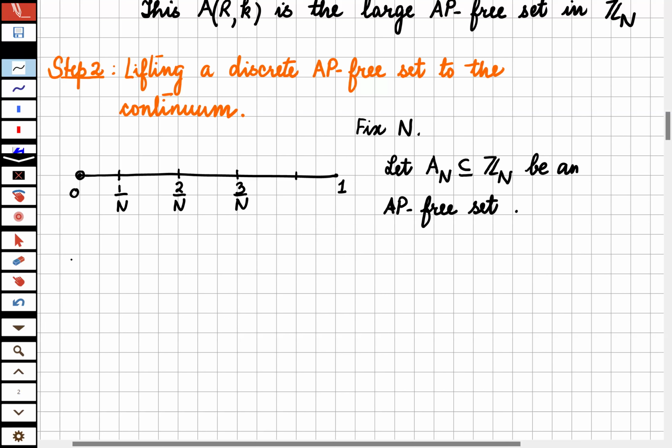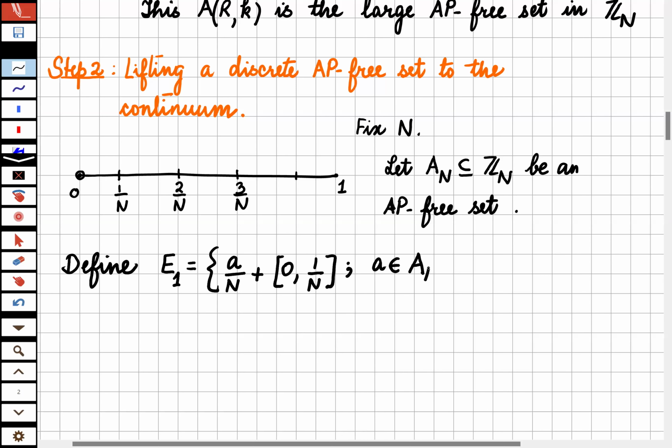So what we do is we are going to define E1 to be those points A over capital N plus 0 to 1 over n. So just a 1 over n thickening of it, where A belongs to A sub n. Okay. So that means, let's say we have picked some points over here. All right. So these are the points that have been picked. So these are the ones that belong to, let's say, A sub capital N.